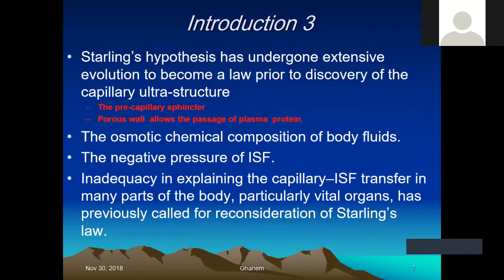Starling's hypothesis has undergone extensive evolution to become a law prior to the discovery of capillary ultrastructure, namely the pre-capillary sphincter and the porous wall that allows the passage of plasma proteins. The osmotic chemical composition of body fluids is identical to the plasma. The pressure of the interstitial fluid space is negative. Inadequacy in explaining the capillary ISF transfer in many parts of the body, particularly the vital organs, has previously called for reconsideration of Starling's hypothesis.